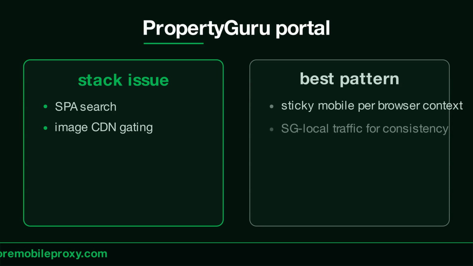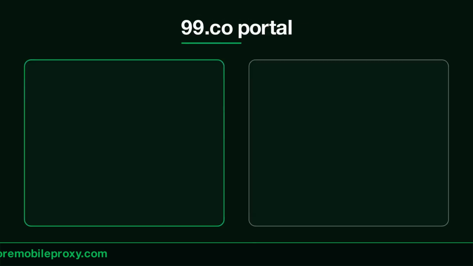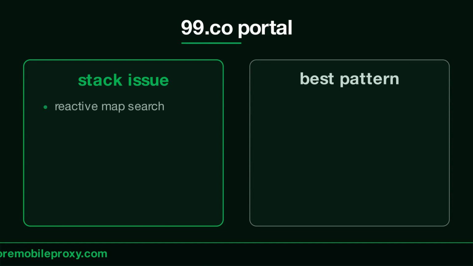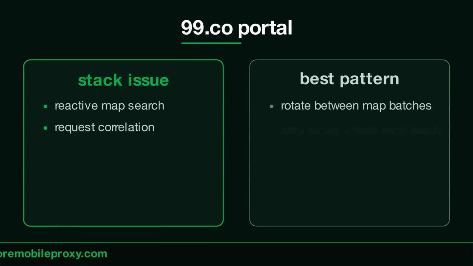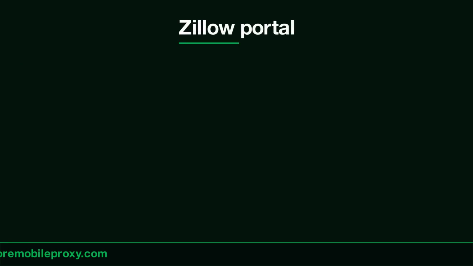Now the portal playbook. Property Guru, the stack issue is SPA search and image gating. Best session pattern is sticky mobile per browser context. SG local traffic helps for consistency. Best pattern is conservative browser automation with replayable steps. Avoid burst pagination, which risks replicating partial data, which is worse.